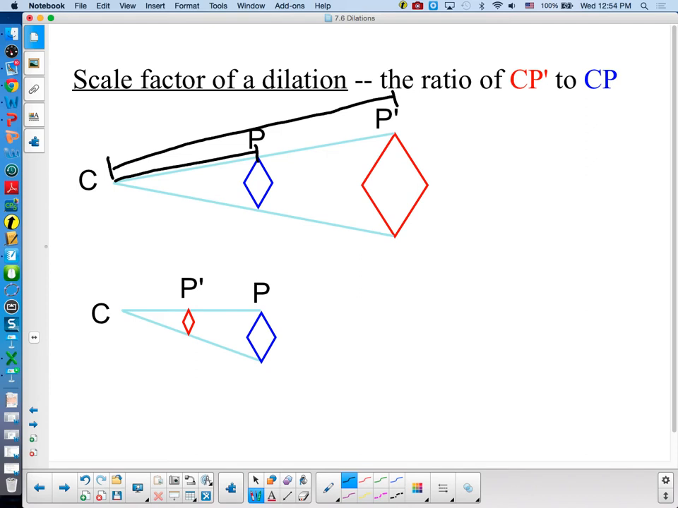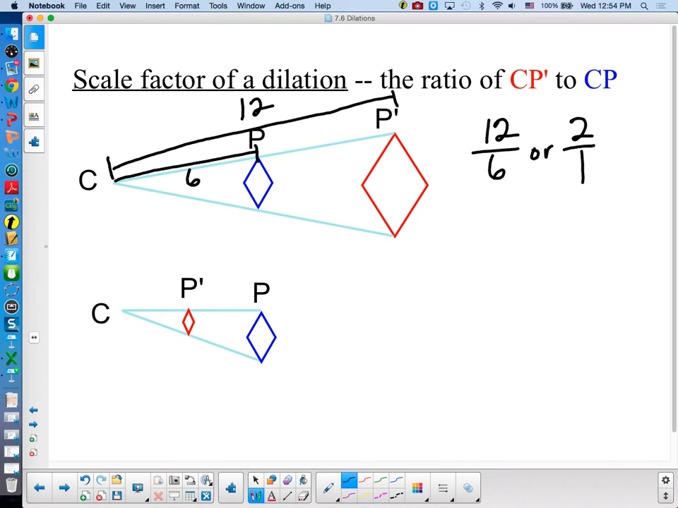Yep. The CP prime is the one you stop on. The prime marking means that's the ending one. And CP is the one you started with. So if CP prime is 12, and CP is 6, what's my scale factor to get the red shape? 12 to 6, which is 2 to 1. In other words, every side of this red one is twice as long as every side of the blue one. On the bottom example, CP, notice where the red one is?